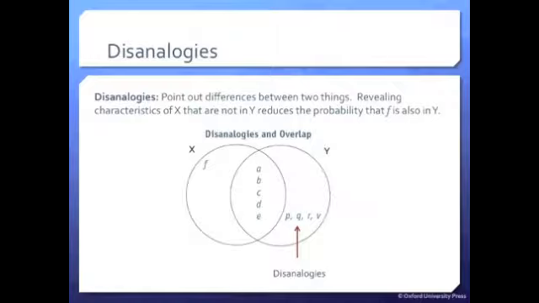Given that the two categories are then pulled apart because of these differences, it makes it less likely that the other quality or characteristic being noted of one of the things being compared, in this case the characteristic or quality F, would actually fall into the intersection of the two things X and Y. So being aware of relevant differences or disanalogies is very important to evaluating the reasoning of inductive arguments.